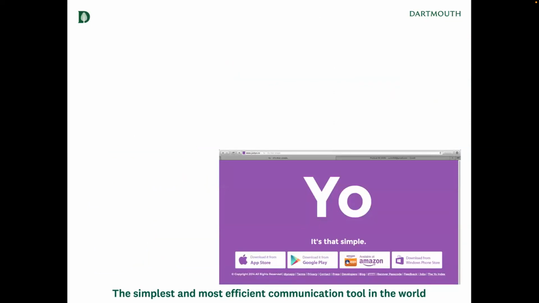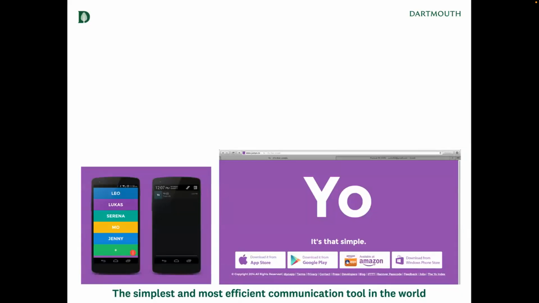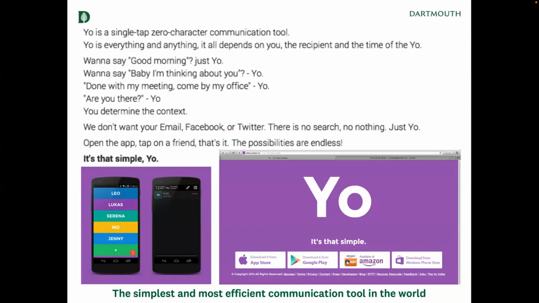I hope anyone is familiar with this. If not, yo is the simplest and most efficient communication tool in the world. This is how it works. You have a list of friends. You tap one of the names in that list and a message is sent with a text, yo. Yo is a single tap, zero character communication tool.